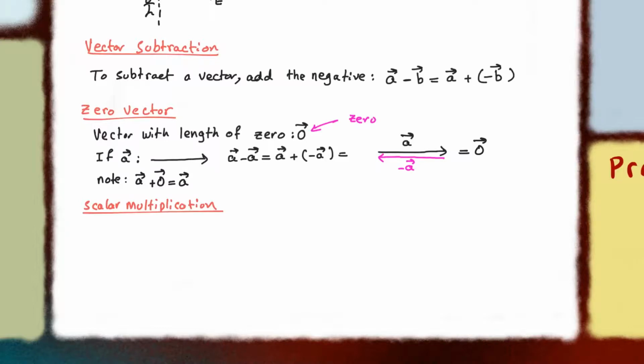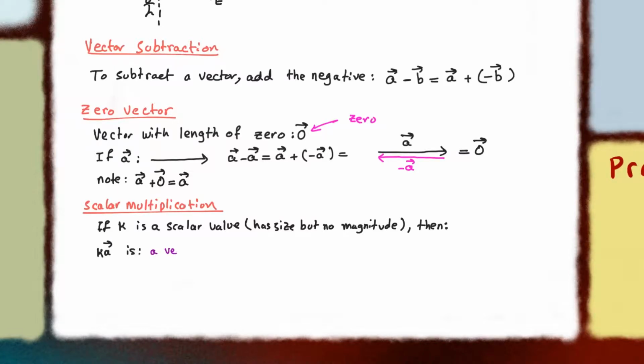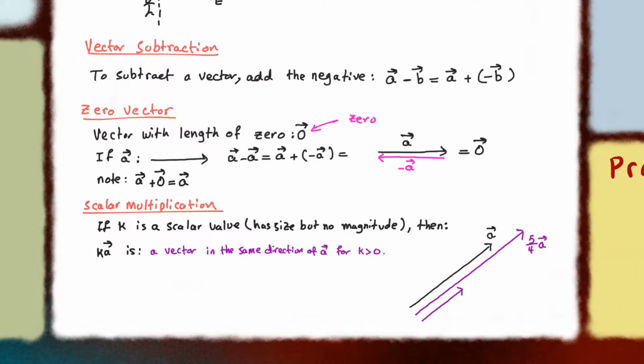Let's talk about scalar multiplication. If we have k, which is a scalar value, meaning that it has no direction, it only has a size or a magnitude, then if you were to multiply that value by a vector, let's say in this case vector A, you would get a vector in the same direction as A if k is larger than 0. So here we've got vector A, and if I multiply it by 5 over 4, then I will get a vector in the same direction, but 5 over 4 times the size of vector A, and 1 over 2 will just be half of its size, but in the same direction.